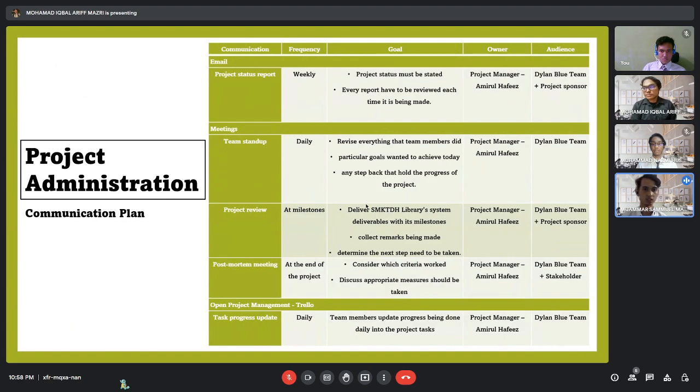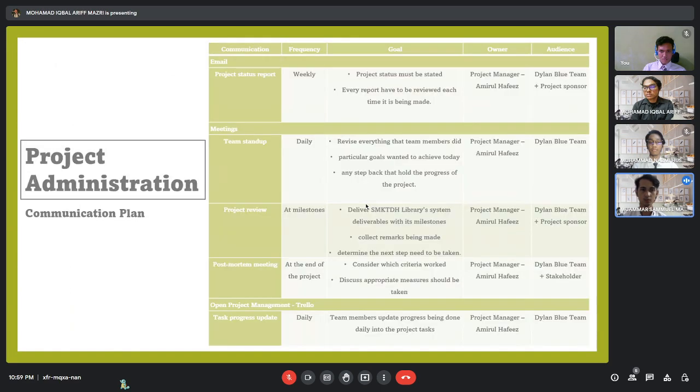And then we have the team stand-up to see what team members aspire to achieve during the particular day, daily. And then we have project review at certain milestones for the entire project to see the deliverables, remarks, and determine the next step to be taken. We have the post-mortem meeting at the end of the project to see which criteria work and discuss the appropriate measures that should be taken. And then, last but not least, we have the open management by Trello app to update the task progress for all the team members.